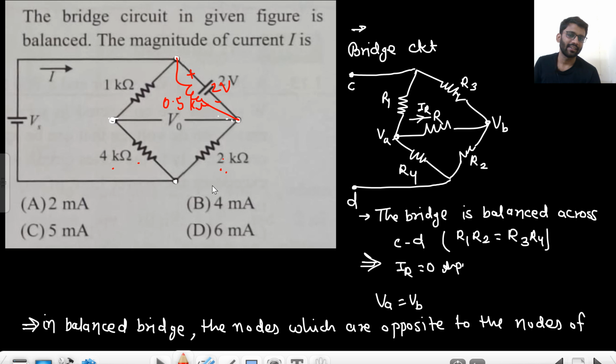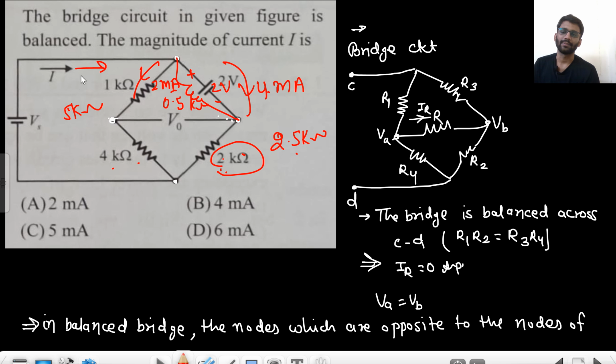So what is the current it is having? 2 by, I am not saying this is the correct method, okay? I am not saying this is the correct method. So they are saying we are having 4 milliampere current here. Okay. Now they say here I have 2 plus 0.5 kilo ohm resistance. So 2.5 kilo ohm resistance I am having, and here I am having 5 kilo ohm resistance. So if we are having 4 kilo ohm resistance here, this resistance is doubled. So we will have 2 milliampere current here. So 2 plus 4, 6 milliampere.